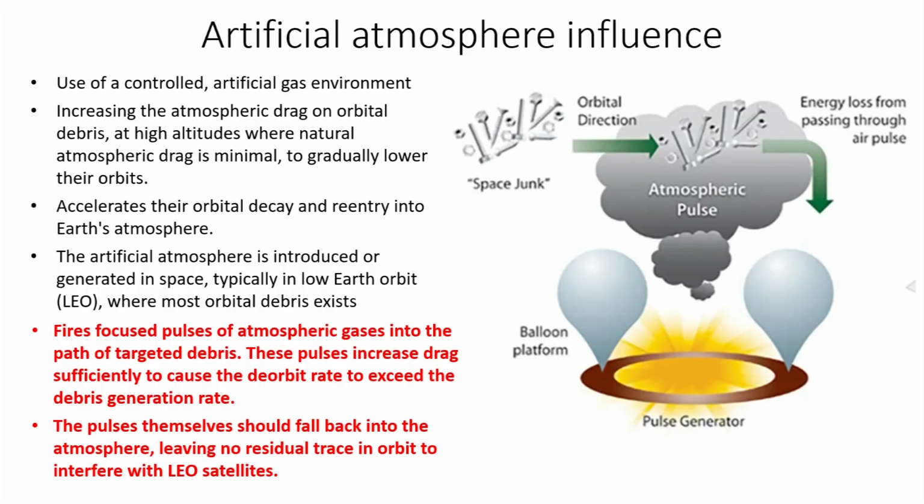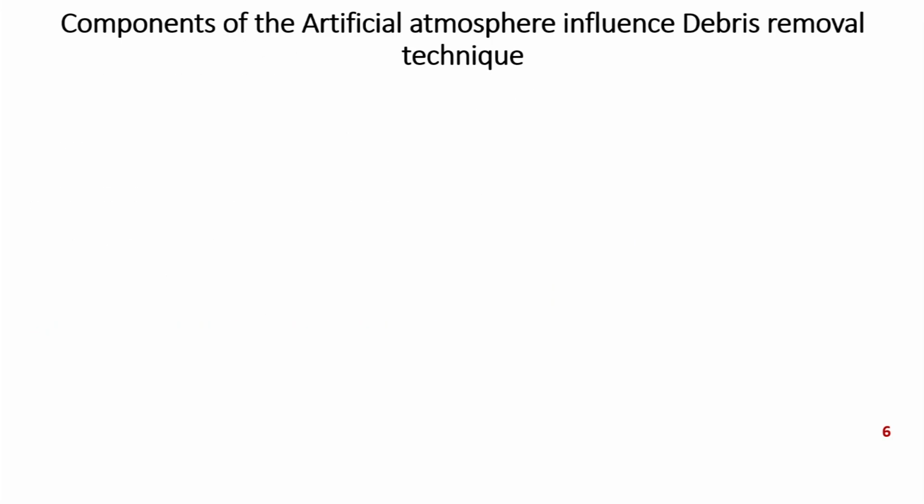So, this is the concept I told you in the last class also. This shows that the pulse generators are placed on some balloon platform. This is a localized formation of the artificial atmosphere where the debris are, the localized debris where you need to do the deorbiting or the removal of the debris. So, what are the components of this artificial atmosphere influence debris removal technique?